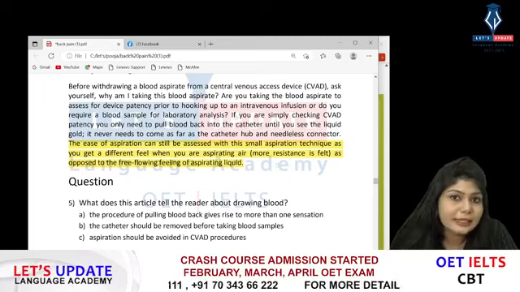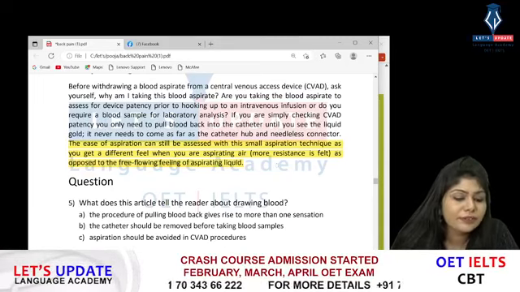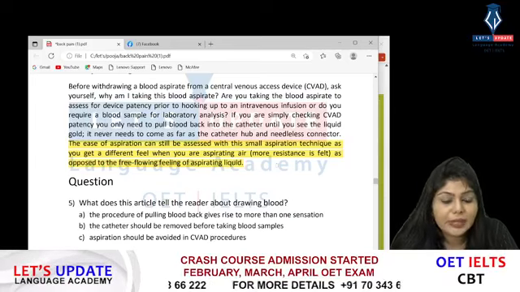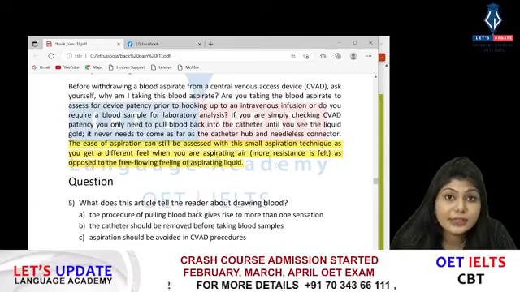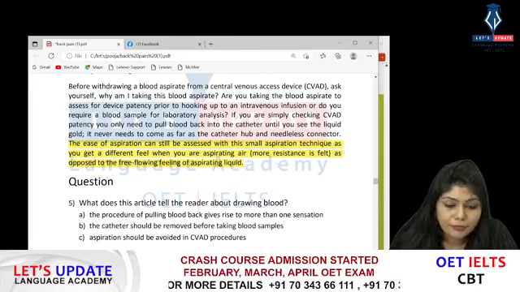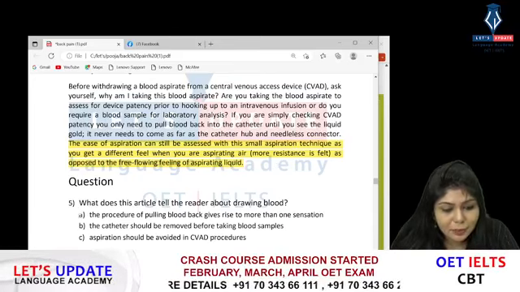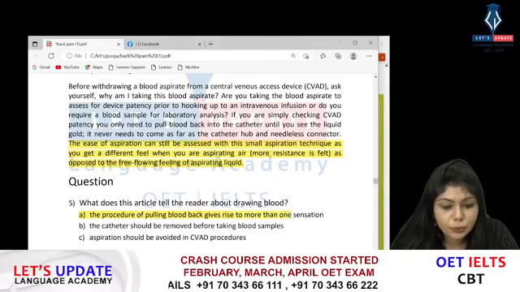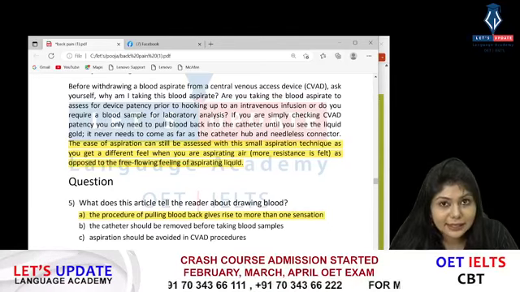Okay, so that means there are two types of feelings or sensations. One is the free flowing feeling of aspirating liquid, and the other is when you are aspirating air, which means more resistance. So these are the two kinds of sensations that will be felt, and because of which the answer will be option A: the procedure for pulling blood back gives rise to more than one sensation. Okay, so I hope that is clear to you.